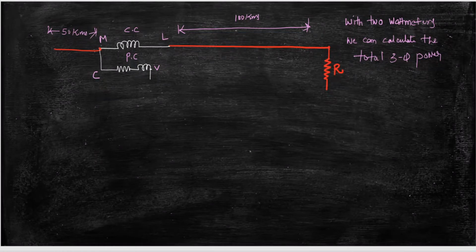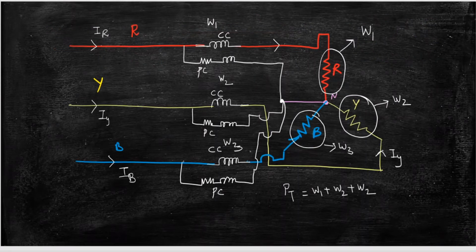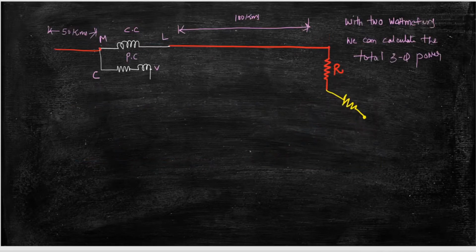Then you might be getting a doubt how 2 wattmeters can measure the 3-phase power. To measure 3-phase power, how many wattmeters do we require? As I told you in this slide, I require W1 to measure the R phase, W2 to measure the Y phase power, and W3 for measuring the B phase power. But what I am telling here is, I require only 2 wattmeters to measure the 3-phase power. How is this achieved?